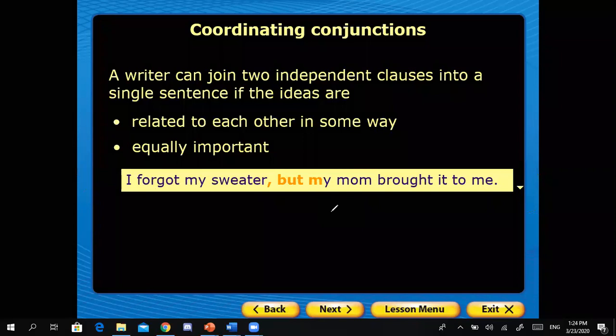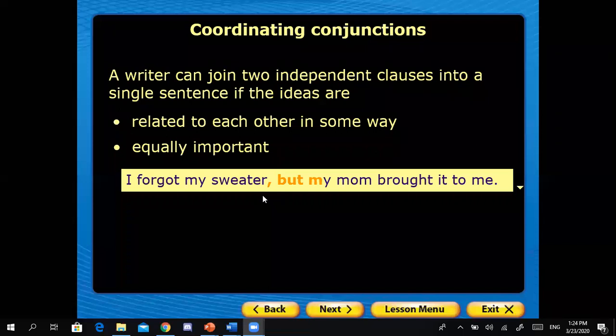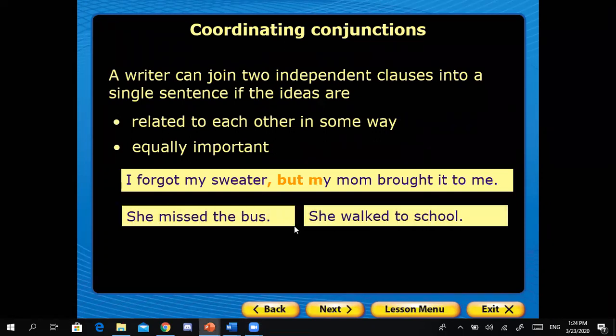Okay, so can we complete? Yes, Mr. Anthony. So, I forgot my sweater, but my mum brought it to me. So that's a compound sentence. I think the next one is also going to need another fanboy. Next sentence: she missed the bus, she walked to school.